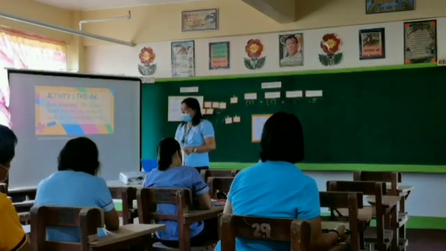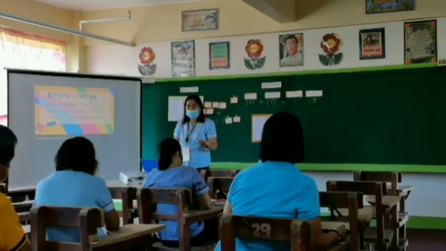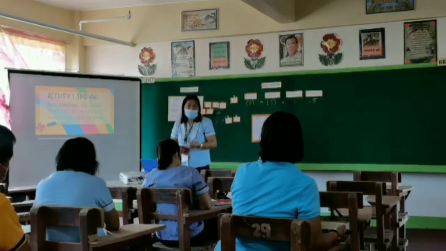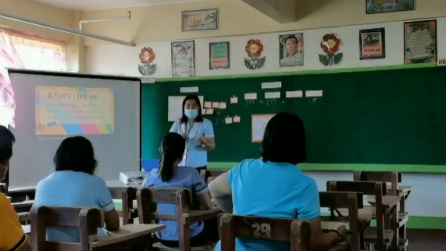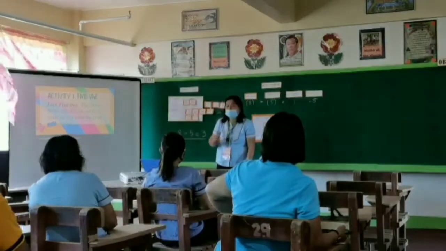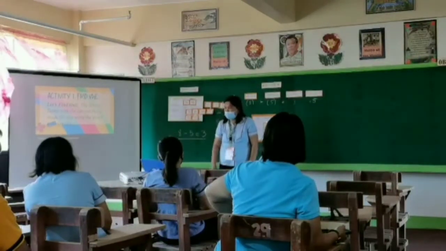Negative. Left sign will be positive, positive, negative, negative. What will be the sign? That is positive. If it is negative, positive, or positive, negative, you are going to count the sign which has the bigger number. That is what we call it.